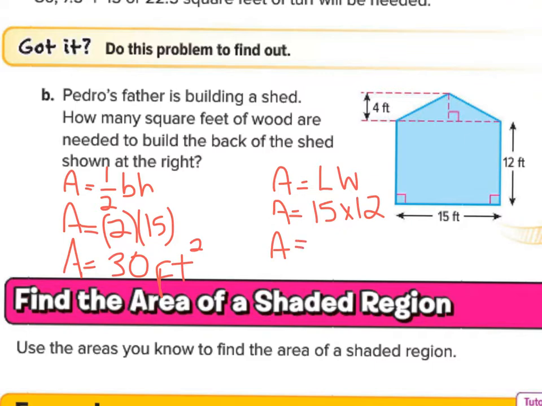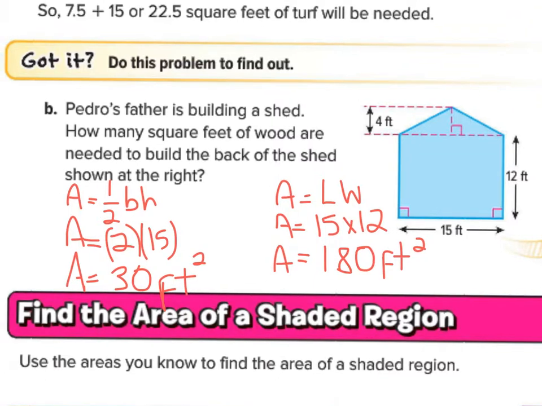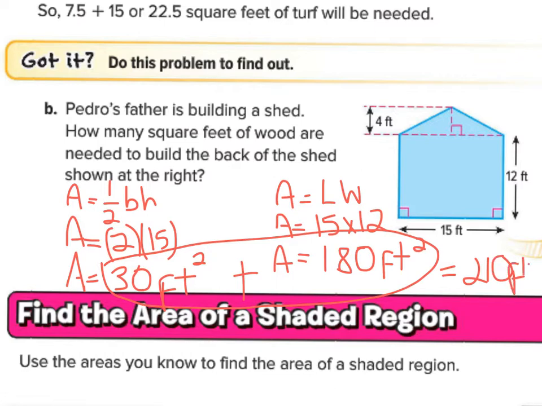15 times 12 equals 180 square feet, right? And then I just have to find the sum of the two. And when you do, we have 180 plus 30 is 210 square feet. So let's say I could just put a big plus sign right here, where I'm adding the 30 plus the 180, and I will get 210 square feet. That's how much wood you would need.